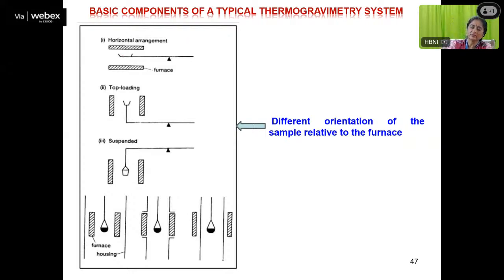Horizontal arrangement is there. Here you need to keep your samples, and this is the furnace. Top loading, then it is suspended. Now it's the furnace housing and this is suspended. There are three types again. So these are the various types of sample orientation with respect to the furnace.